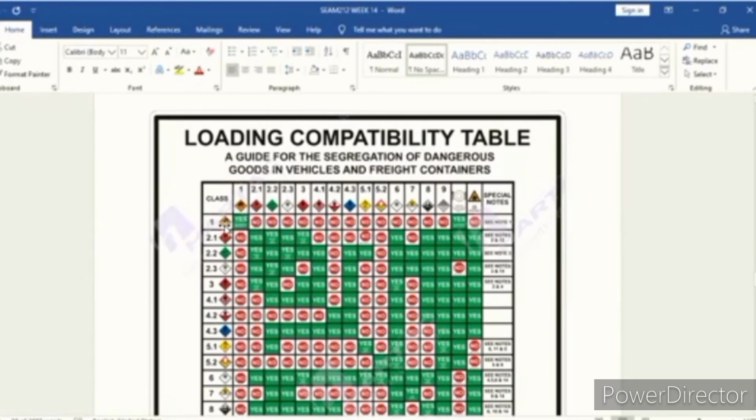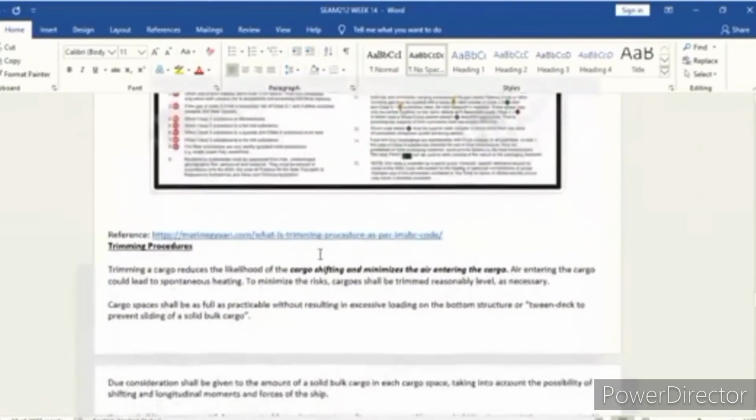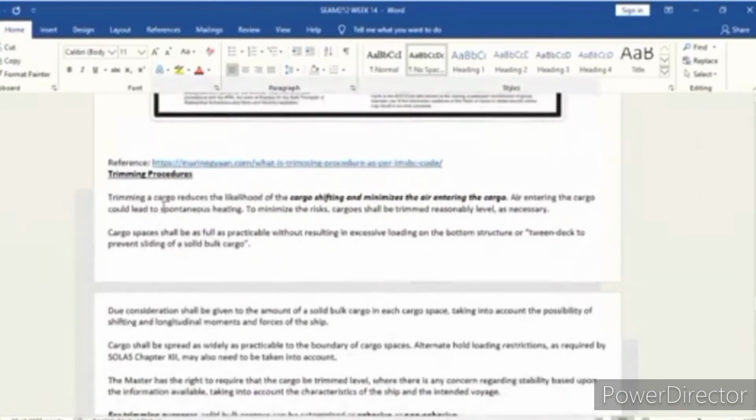For example, 4.2. As you can see, class 1.2, class 2.1, 2.2, 2.3, and 3 and 4.1 must never be mixed with this cargo, and class 4.2 with 4.2 is yes. This table is the guideline to be used on board the vessel so that cargo is not contaminated and does not corrode, to avoid any chain reaction between two cargoes with regards to dangerous goods.